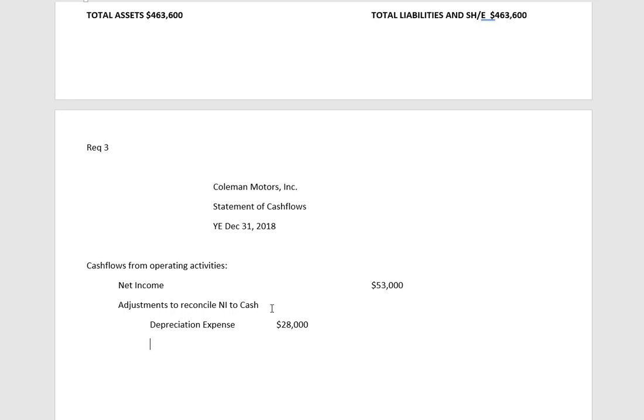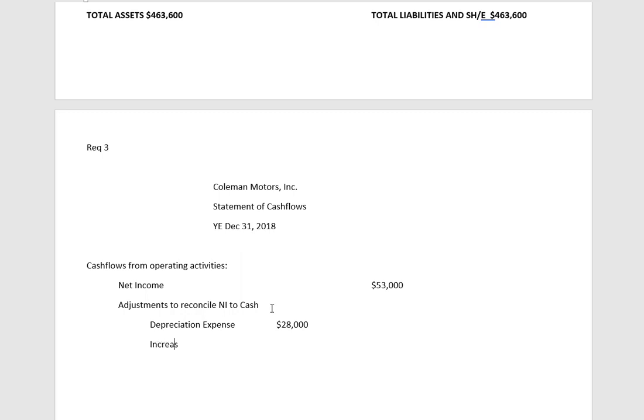Now we have to do increases and decreases. So in this problem, all we have are increases in our assets, and in this case, it's increases in our accounts receivable and inventory, and then we have increases in our liabilities, in this case, accounts payable and salary payable.